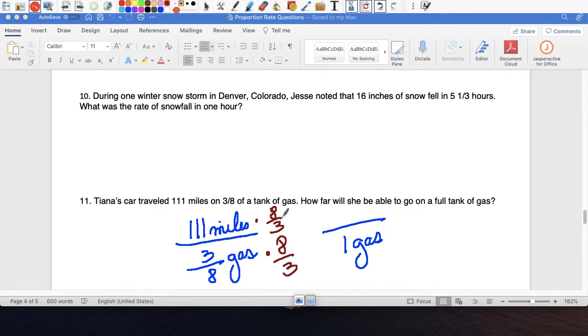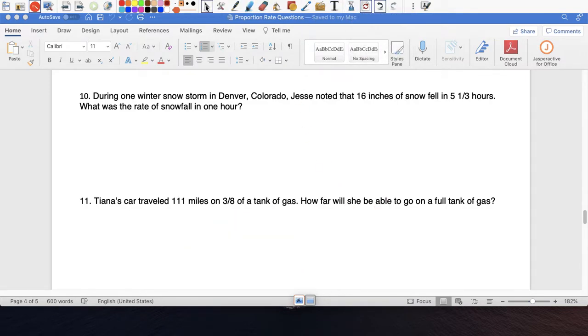And 111 times 8, and then you divide, you get 296 miles, right? So if you multiply 111 times 8 over 3, you get 296 miles over 1 tank of gas, which is not that bad, probably highway.